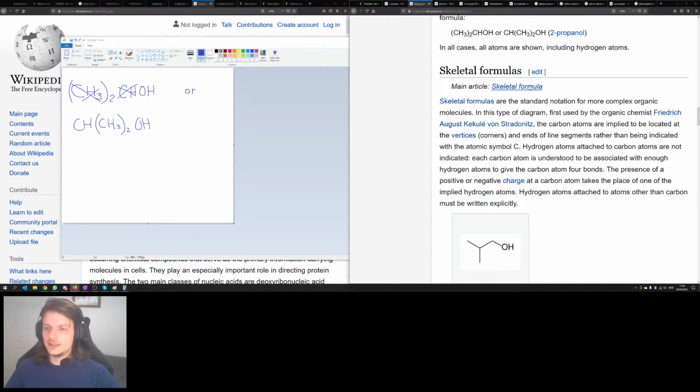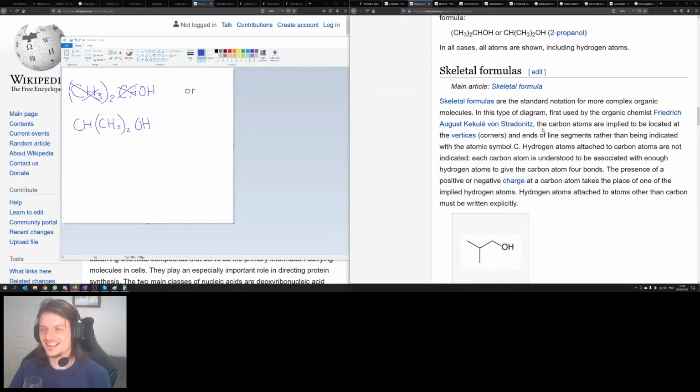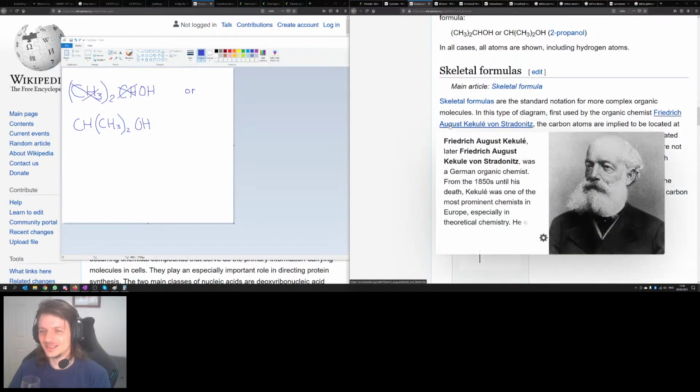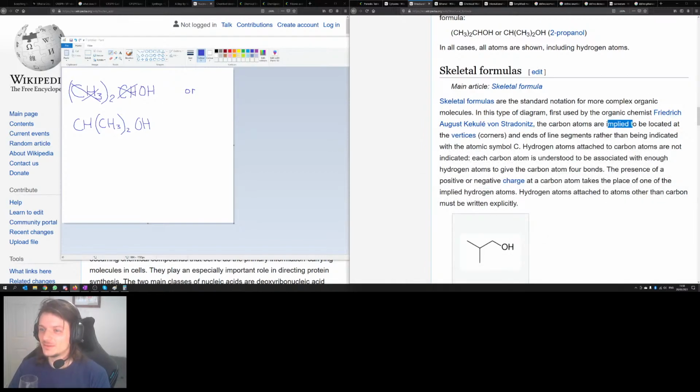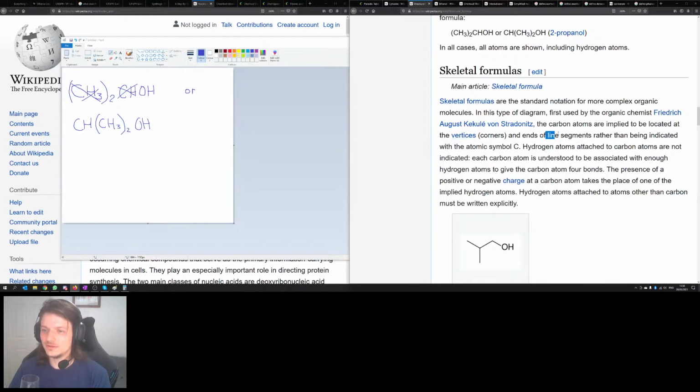Okie dokie. Okay, skeletal formulas are the standard notation for more complex organic molecules. In this type of diagram, first used by the organic chemist Friedrich August Kekulé von Stradonitz, it's probably not how you say his name, the carbon atoms are implied to be located at the vertices, corners, and ends of line segments, rather than indicated with the atomic symbol C.